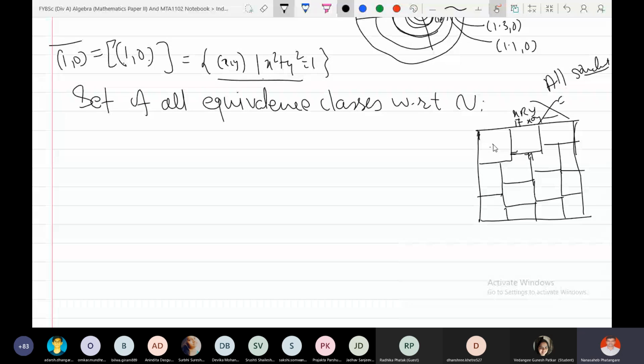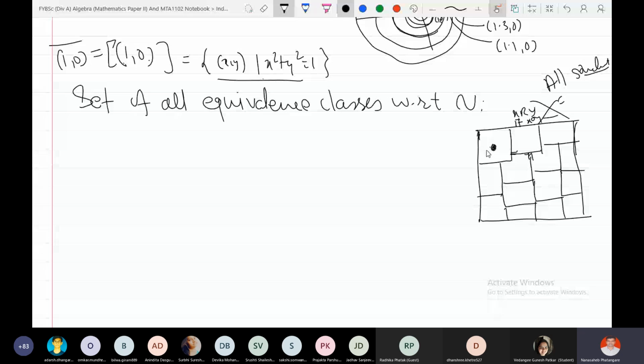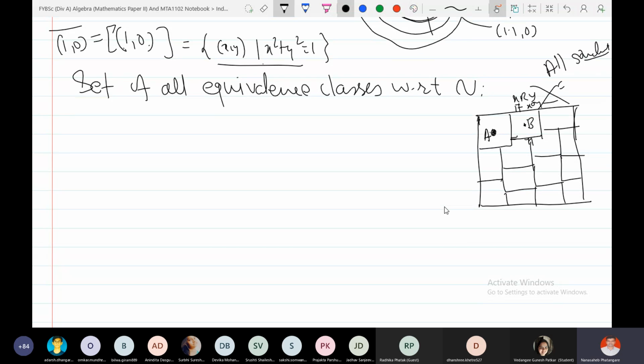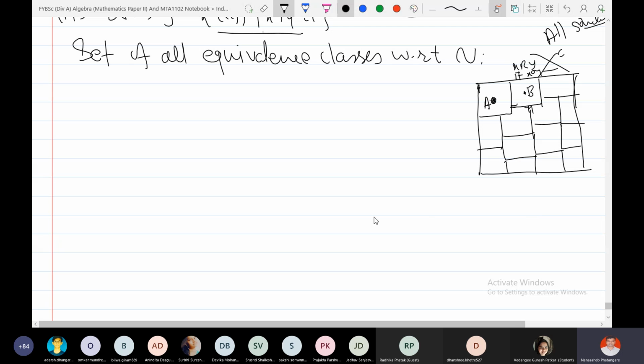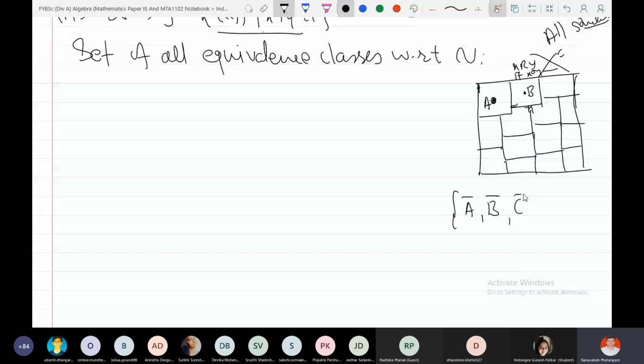So what I will do, I will just pick up one representative of this class. Suppose I will call this A. A is my representative, and this is representative B. Right. So what is the set of classes now? Set of classes. I will write class of A, class of B, class of C, and so on. This is a set of classes. Now, what is this particularly?